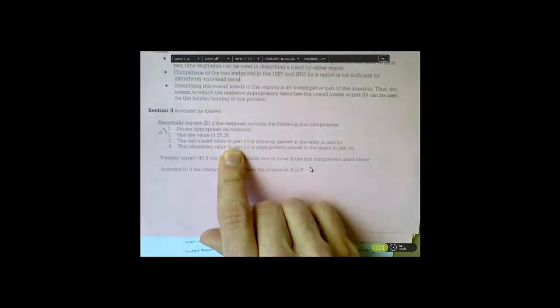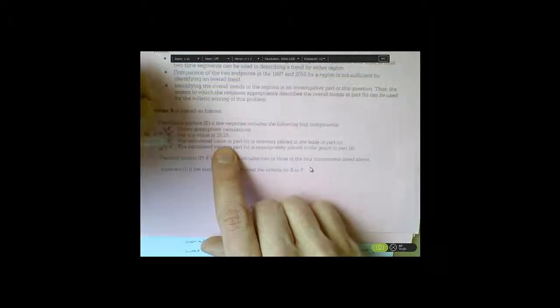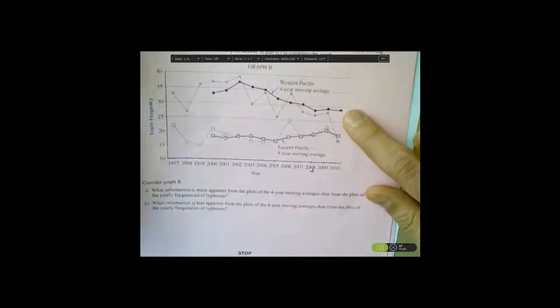As obscure and tiny of a detail as that is, answer what they're asking. They tell you to write it in the table, write it in the table. And then this is going to come from part D. Did you place it correctly in the graph? Okay, so I don't have the appropriate calculations. I don't have the correct value. I was doing this on a separate sheet of paper, so I did not put it in the table. But you'll notice on my graph, I appropriately placed my value.